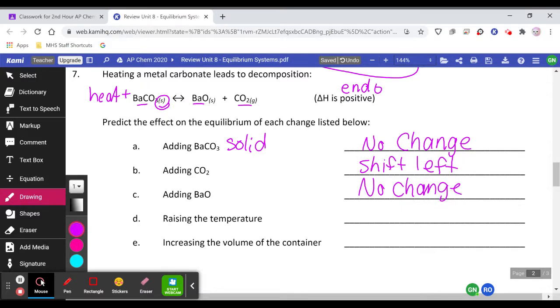And now we're going to raise the temperature. Okay, so this is where it was important that we realize this was endothermic. And so if we raise the temperature, where are we going to shift? Right. We're going to shift right and make more product. So shift right.